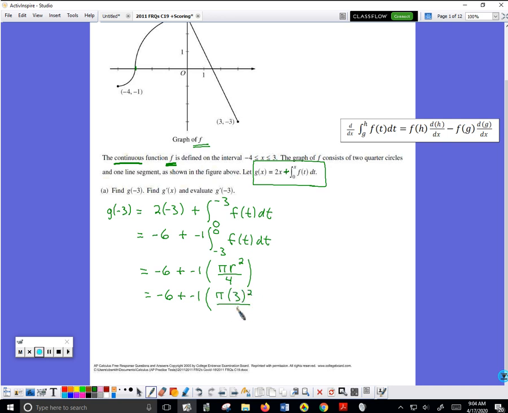You can stop right there, and that will get you full credit. You don't need to do anything else for finding g of negative 3. As long as you got to this line, you can't stop sooner, as long as you got to this value here for g of negative 3, you have to make sure you have the equal sign over here, so that they know it's g of negative 3, but that's 1 point.